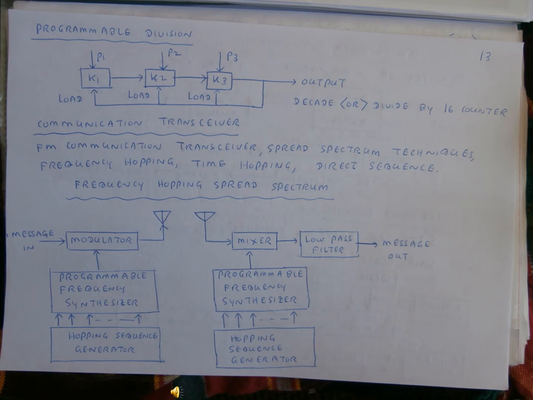The received signal passes through the mixer. Inside the mixer, the frequency produced by the programmable frequency synthesizer is mixed. This programmable frequency synthesizer is provided its frequency by the hopping sequence generator. Therefore, the output of the programmable frequency synthesizer and the received signal are mixed inside the mixer, and the result goes to the low pass filter. After the low pass filter, the message is output. So that is the frequency hopping spread spectrum. This is the operation diagram.